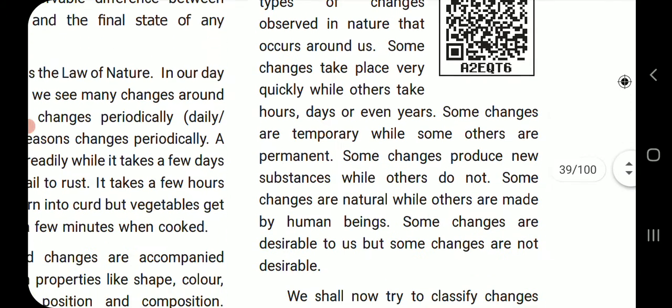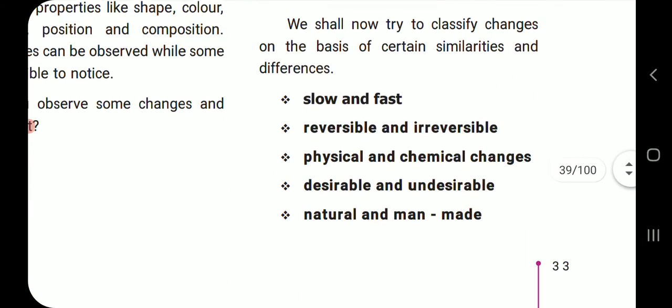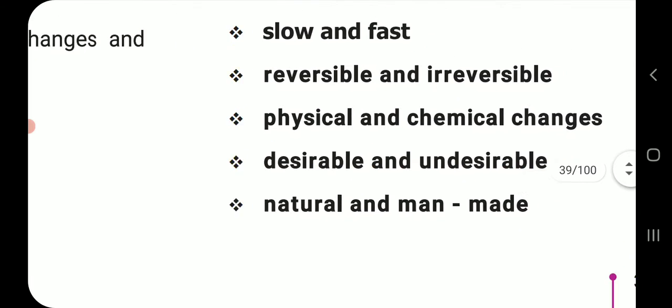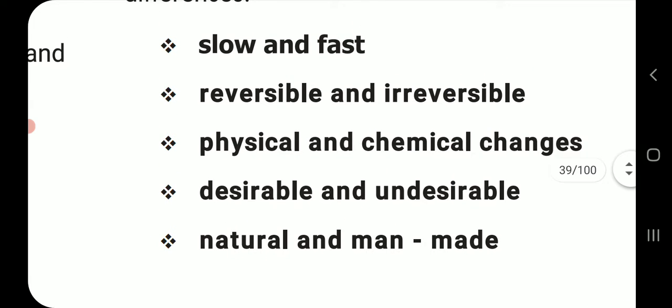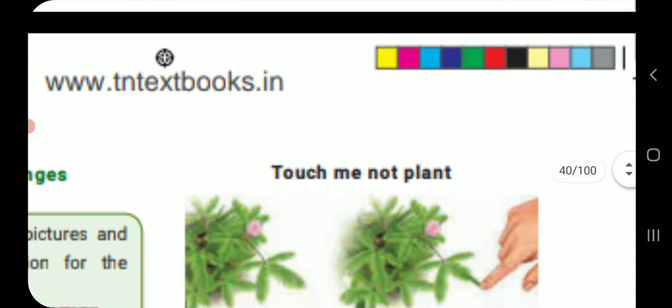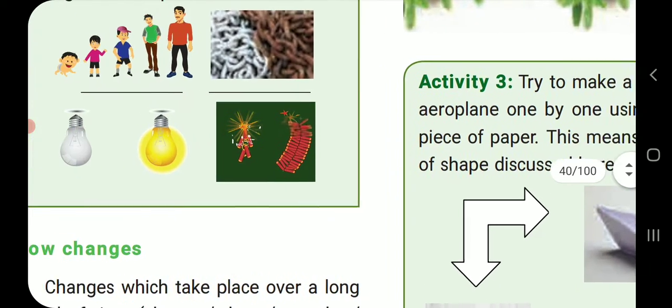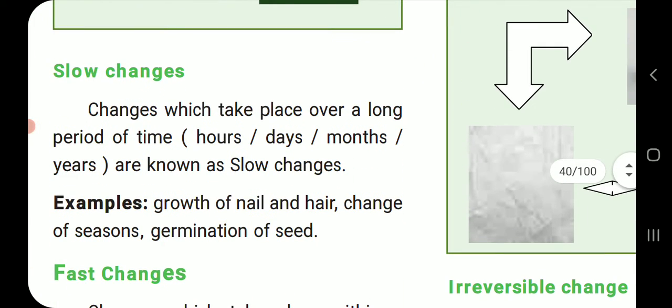Okay, first of all, the changes are totally classified into five main categories. They are slow and fast change, reversible and irreversible change, physical change and chemical change, desirable and undesirable change, natural and man-made change. Children, I am going to tell you examples of each, and then I'll help you understand it clearly. Okay, now take your reader, page number 32, and we'll see the examples one by one.